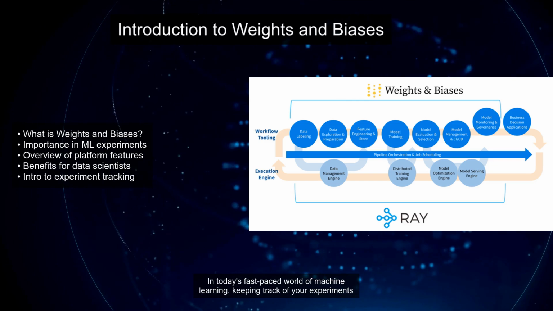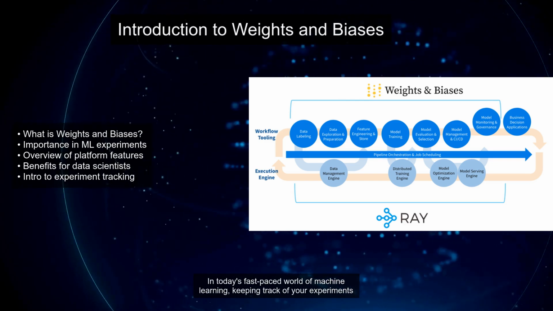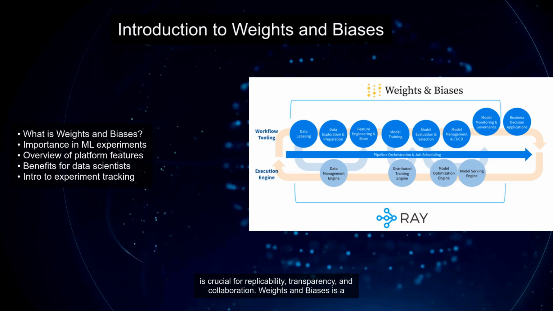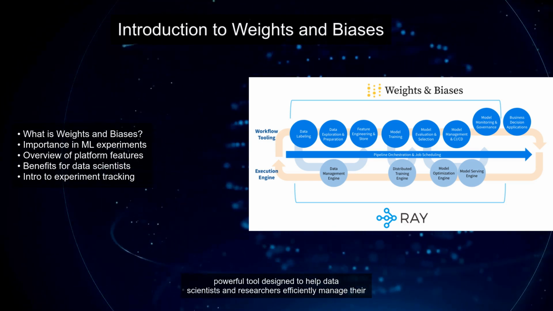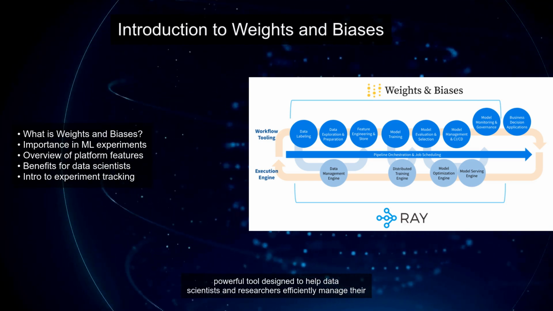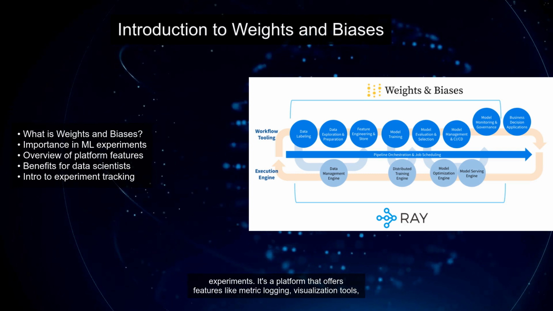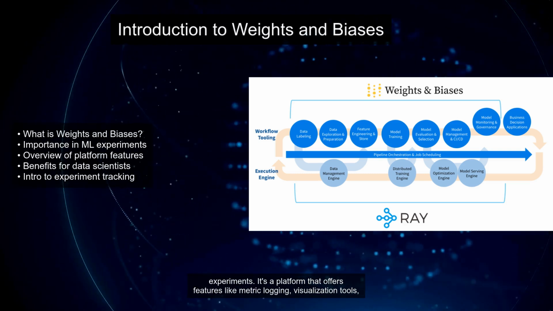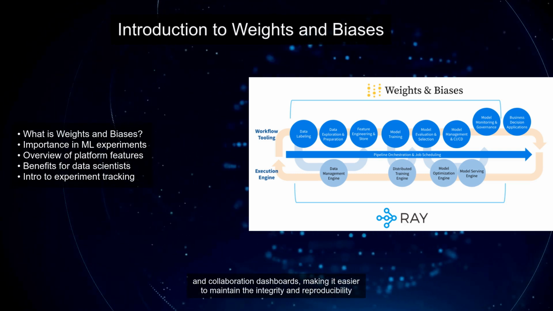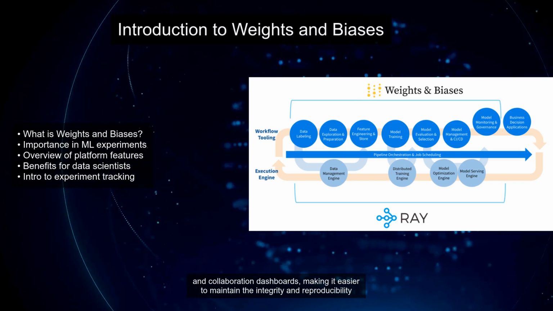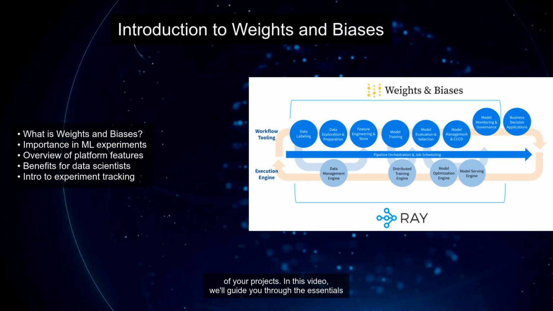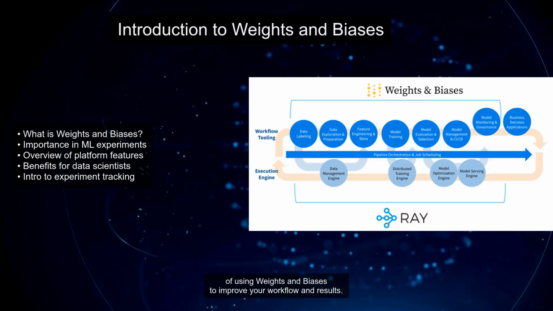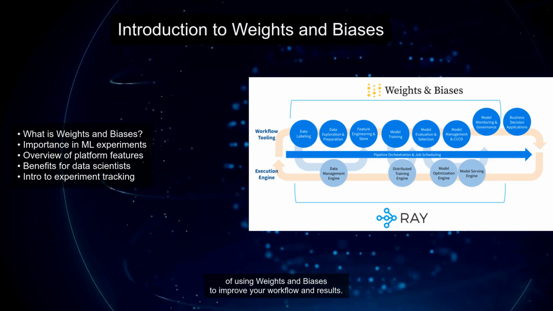In today's fast-paced world of machine learning, keeping track of your experiments is crucial for replicability, transparency, and collaboration. Weights and Biases is a powerful tool designed to help data scientists and researchers efficiently manage their experiments. It's a platform that offers features like metric logging, visualization tools, and collaboration dashboards, making it easier to maintain the integrity and reproducibility of your projects. In this video, we'll guide you through the essentials of using Weights and Biases to improve your workflow and results.